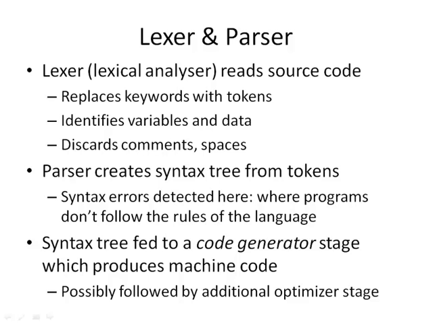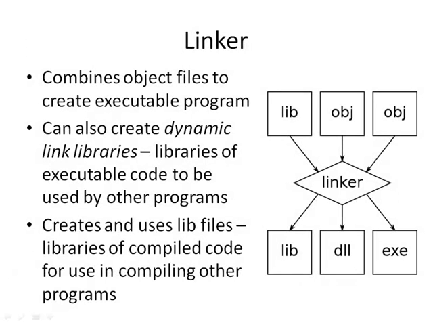And this is then fed to a code generator stage which produces the machine code. And this can again be followed by an extra stage to make the machine code that's been generated more efficient or more optimal to ensure you get the best performance. So when we compile our files, we generally end up with some object files. These are shown here as OBJ, so object files here.